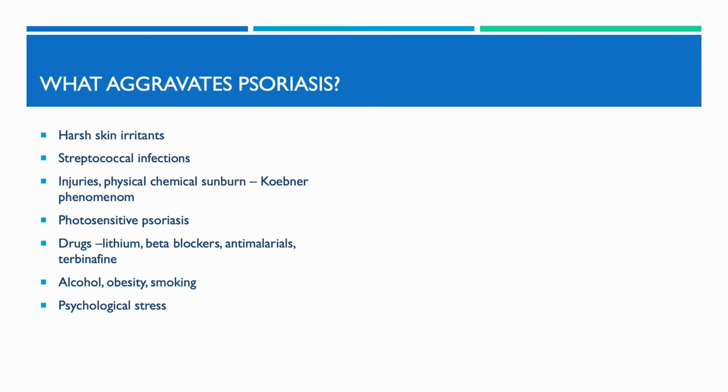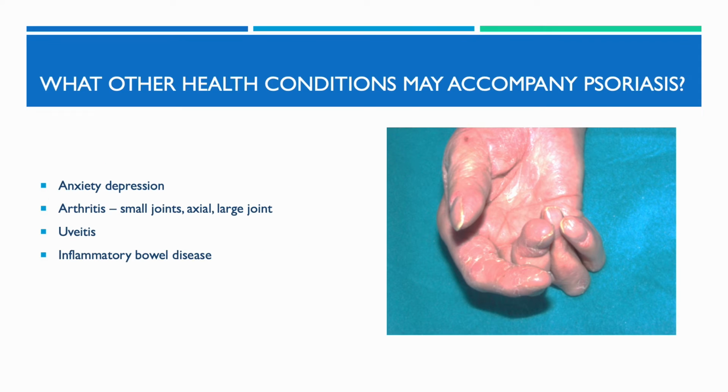Psychological stress is a well-known precipitant and exacerbant of psoriasis. Bereavements, accidents, all kinds of psychological stress can exacerbate psoriasis, and continued anxiety and depression does mean that anti-psoriatic treatments don't work as well unless that aspect is addressed. What other health conditions may accompany psoriasis?